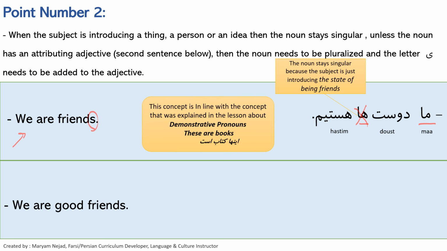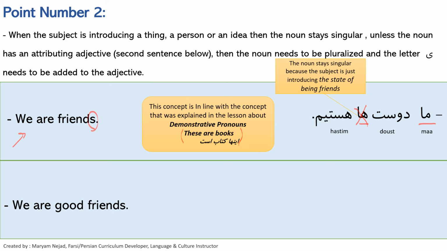And what I just explained is very in line with the concept that we learned in the previous lesson about the demonstrative pronouns. I'm not going to go through it again. Here's two examples. But if you don't know what I'm referring to, it's in the previous lesson.